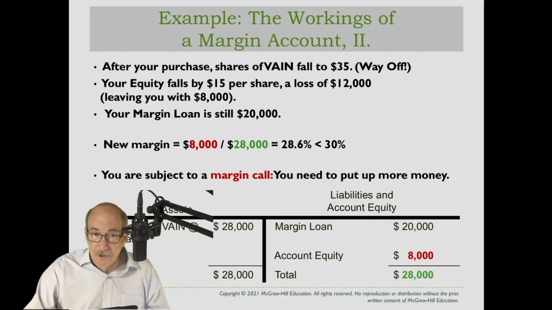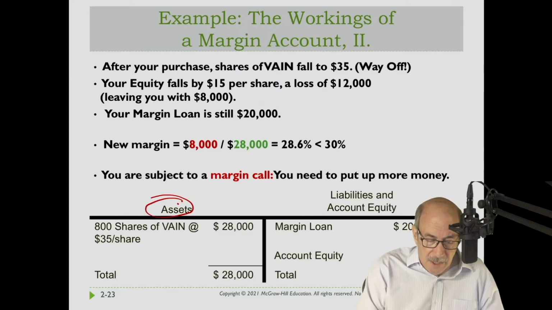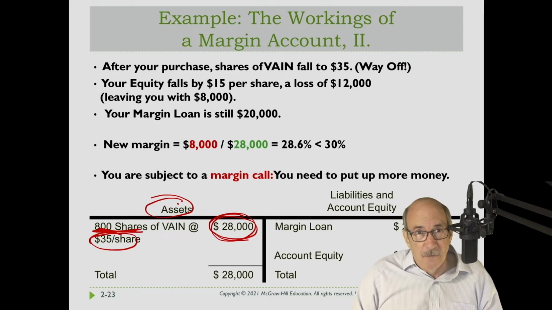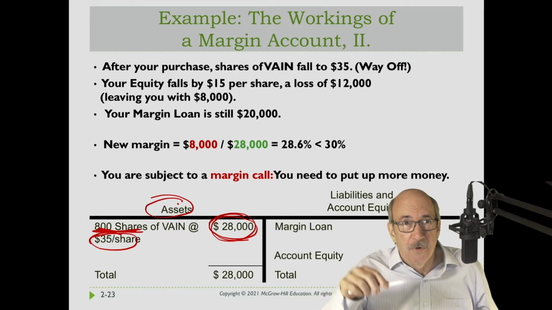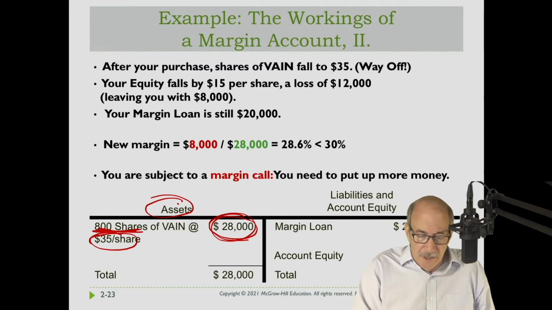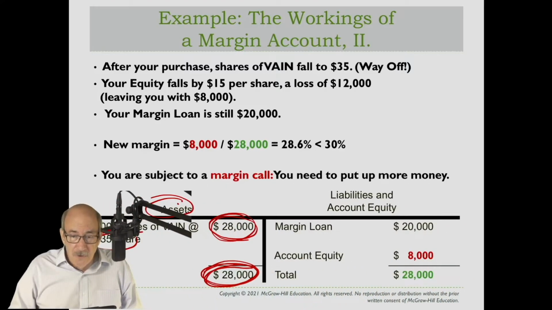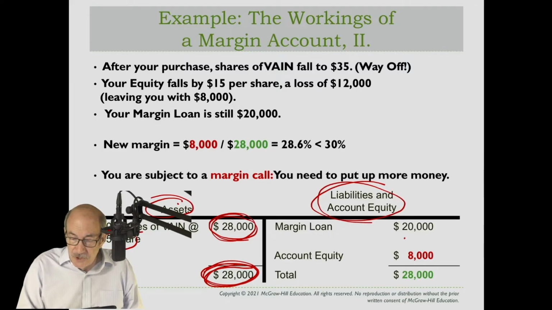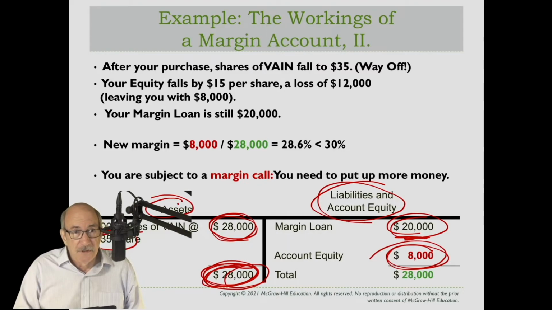So let me go back over to the right side. Let's look at the assets first. Again, notice the shares stay the same. The dollar value of the shares at 35 changes from 40 down to 28. That's a recognition of that $12,000 reduction in value. And of course, that leaves us with 28,000 total on the asset side. Now I need to look at my liabilities and equities. I still owe the broker 20 grand. So 28 minus 20 leaves me with an equity stake of 8,000. And again, my balance sheet balances, so the world is good.